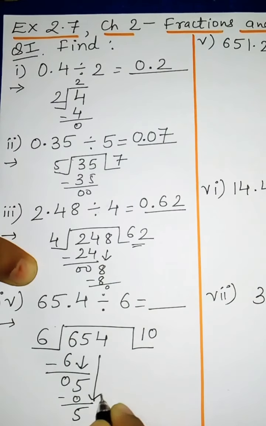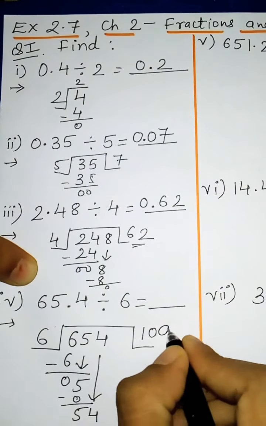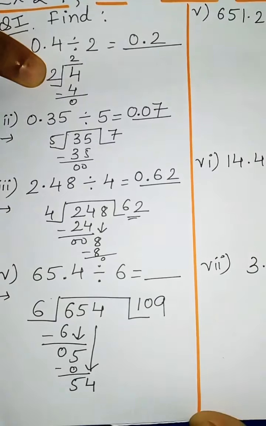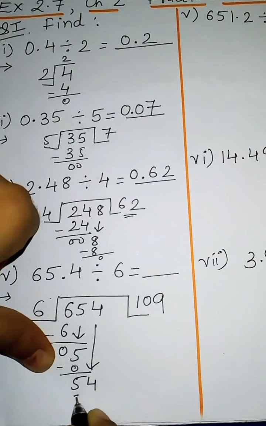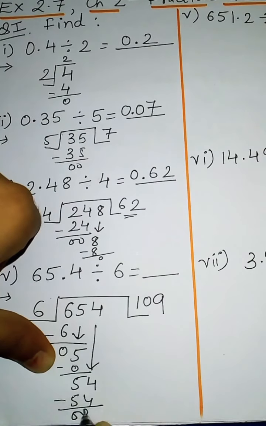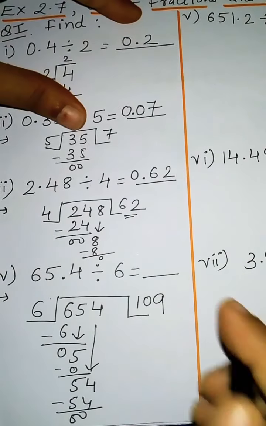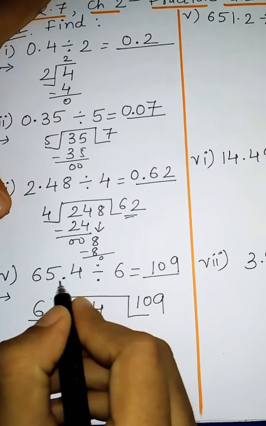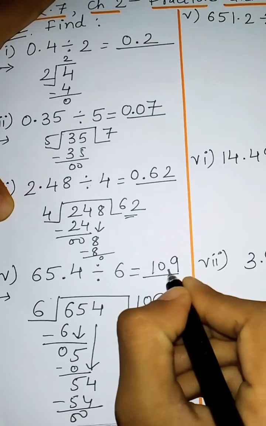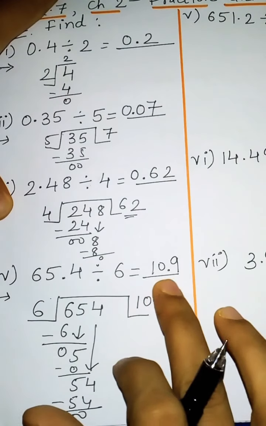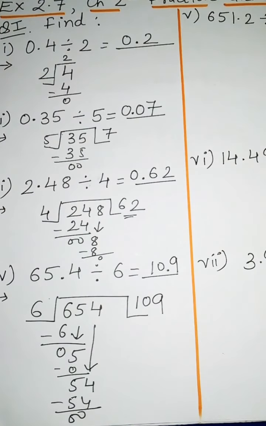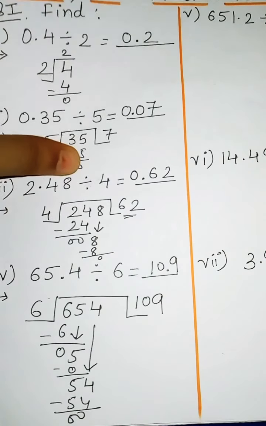Now this 4 we will bring here. Now 6 9s are 54. So here we will write 54. So 54 minus 54 is 0. So our answer is 109. Now in the question the point is given after one digit. So after one digit means here we will keep the point. So 10.9. This is our answer of the fourth one. Now moving ahead with the fifth question.